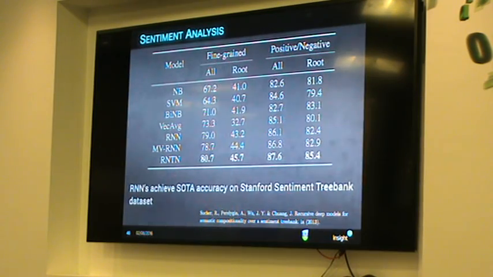So the results here at the bottom were basically the state of the art, and the recursive neural network was trained on the Sentiment Treebank at Stanford. And you can see it's getting the highest level of accuracy, beating the state of the art across the board.